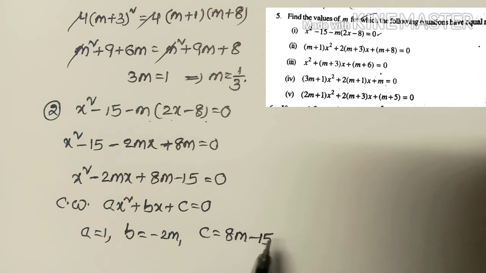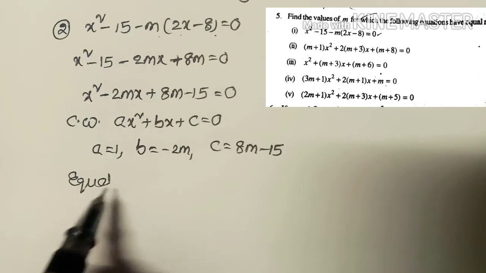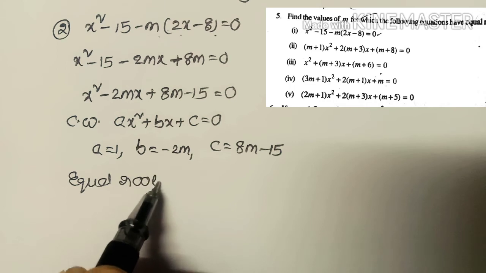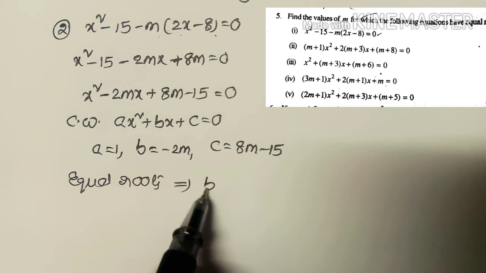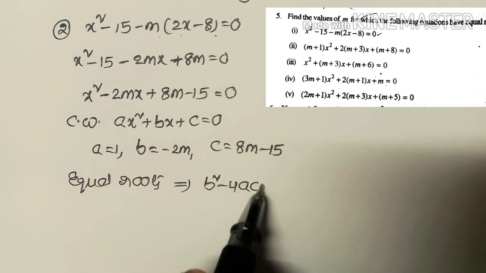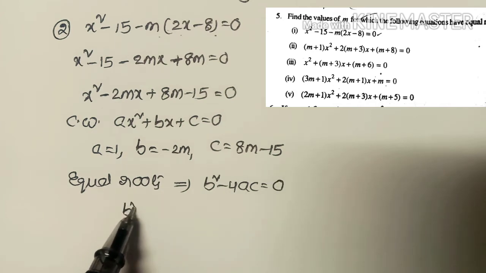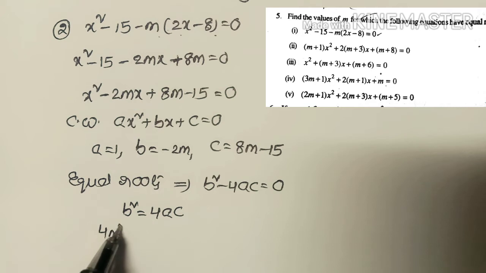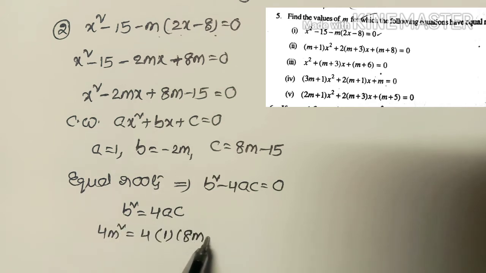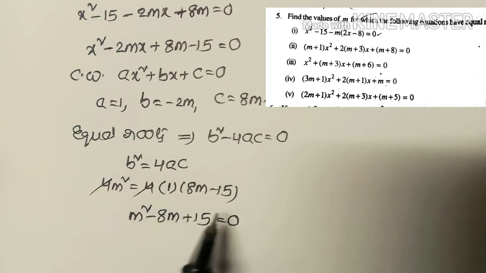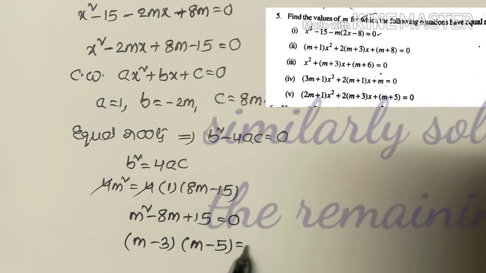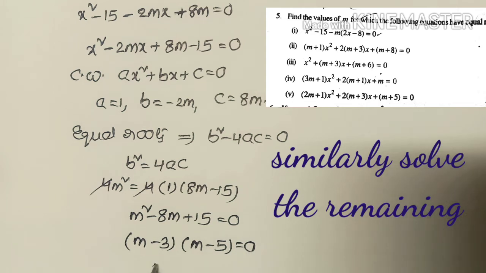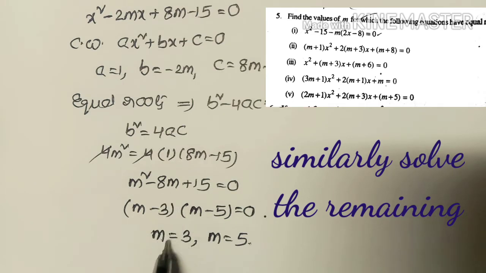So given that the equation has equal roots, equal roots means we take that b square minus 4ac equals to 0. That is b square equals 4ac. Now substituting the values here, b square is 4m square equals 4 into 1 into 8m minus 15, that is m square minus 8m plus 15 equal to 0. By factorization we get m minus 3 into m minus 5 equals 0. Therefore the values of m are 3 and 5.